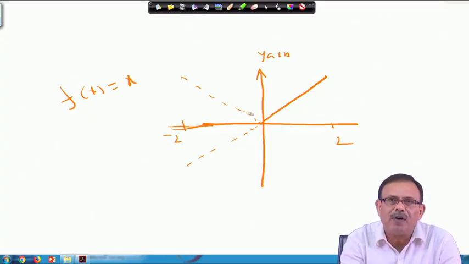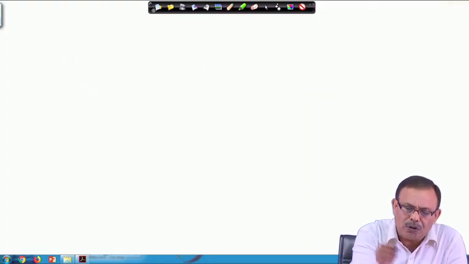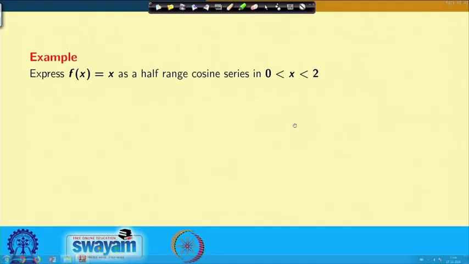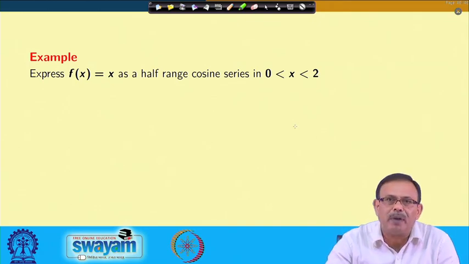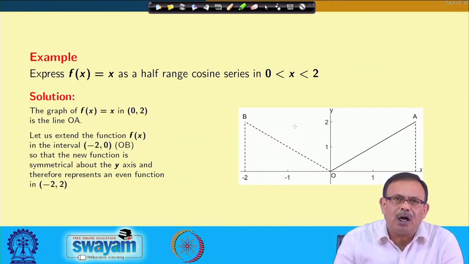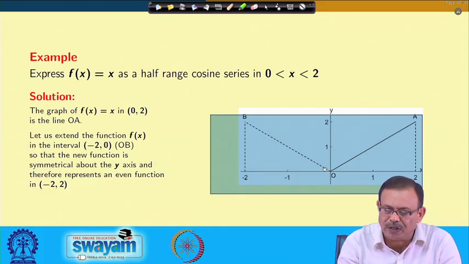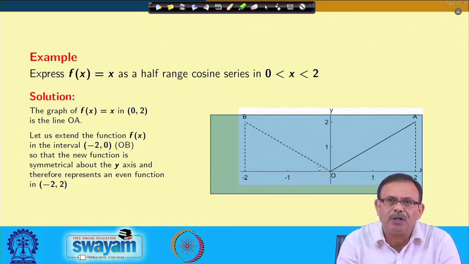So, that the function becomes the even function in this particular interval minus 2 to 2. So, if you see this one, in the interval minus 2 to 2, the figure is like this. My original function was 0 to 2, which is same. Now, I am extending it in such a fashion that it is symmetric with respect to y axis.